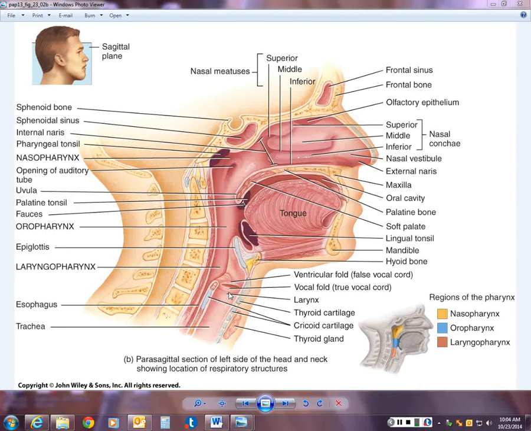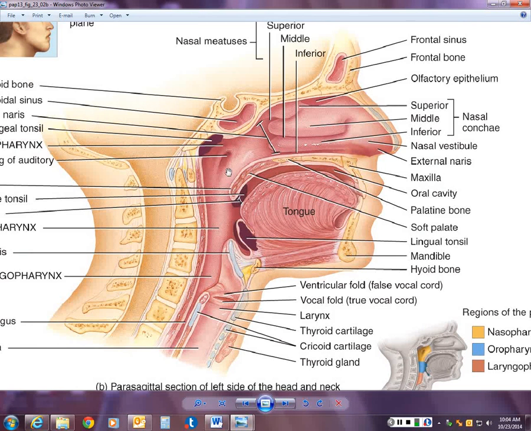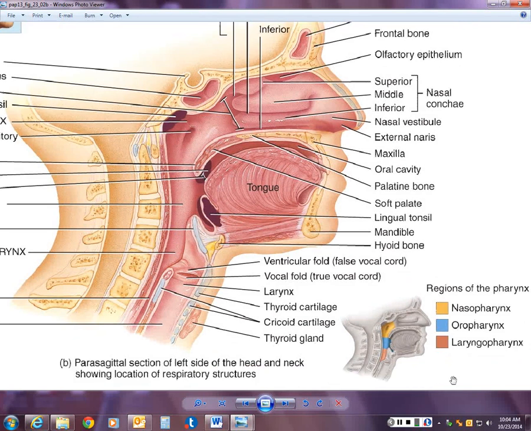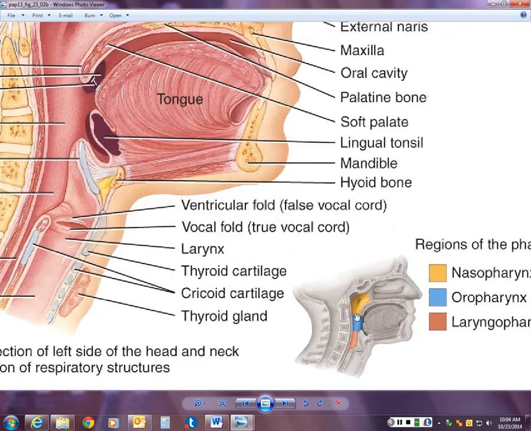The pharynx is a funnel-like tube that basically serves as a passageway for both food and other ingested material, as well as air. So if we take a look at the pharynx here, you can see by funnel-like we mean it's wider at the top and it narrows as you move inferiorly. The pharynx is divided up into three major sections.